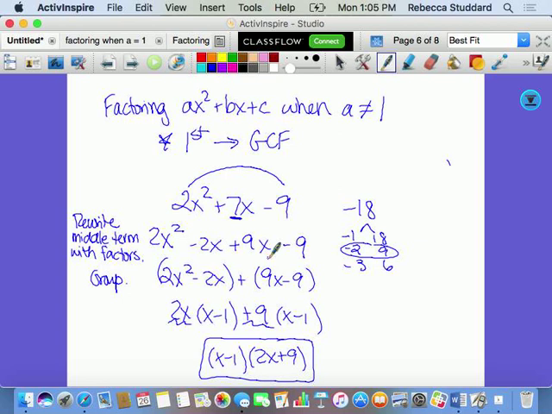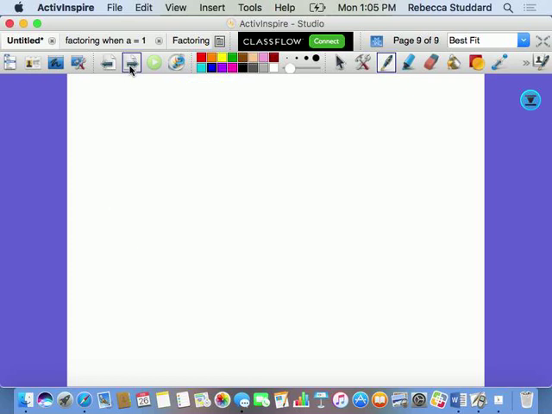All right, let's do another example. Does anybody have questions on this one before we do? Okay, I'll do one more example, and then I'm going to let you do one. So 3x squared minus 16x plus 5.